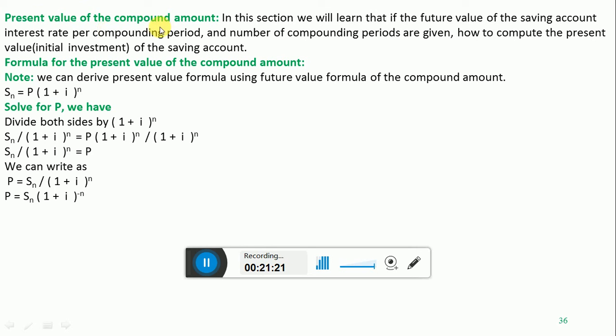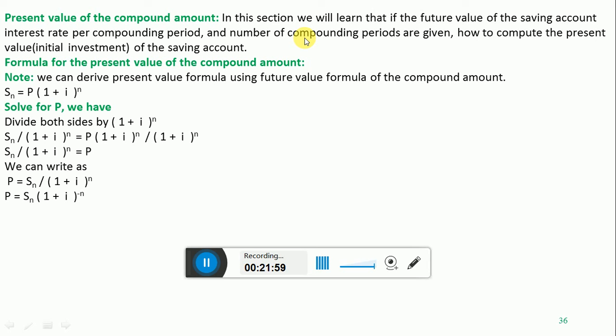Now, present value of the compound amount. In this section, we will learn how to compute the present value, the initial investment of the saving account, if the future value of the saving account, the interest rate per compounding period and the number of compounding periods are given. In this section, we are going to define how much the investor should invest currently if the bank is ready to pay him some amount in future. The interest rate is also clear, and the number of compounding periods is also clear.